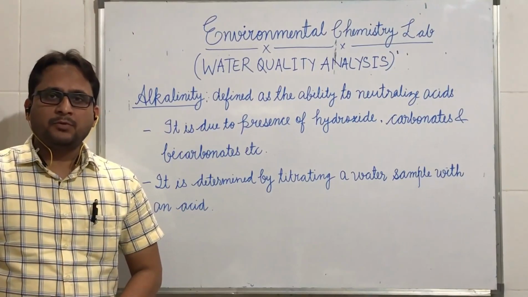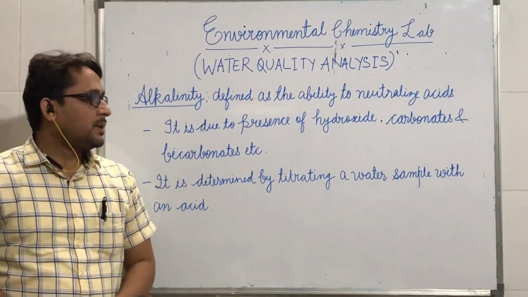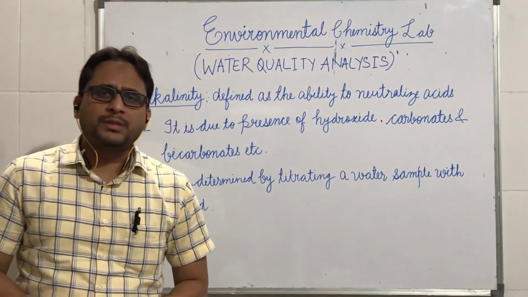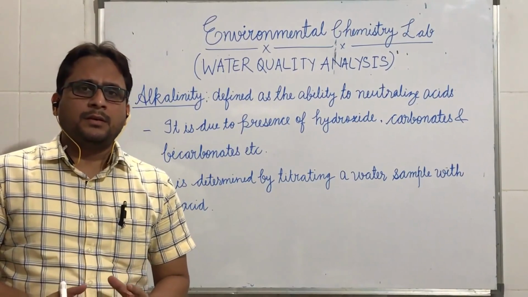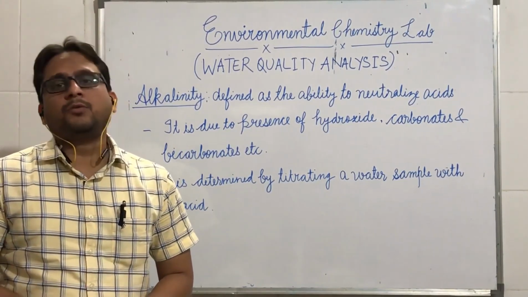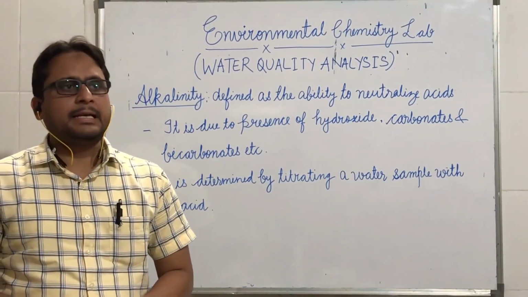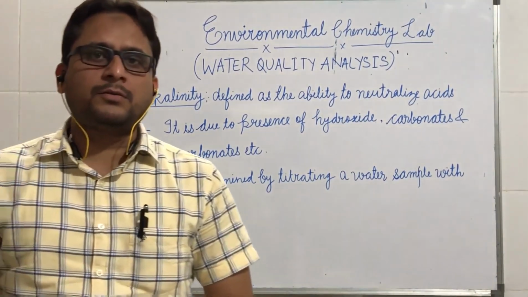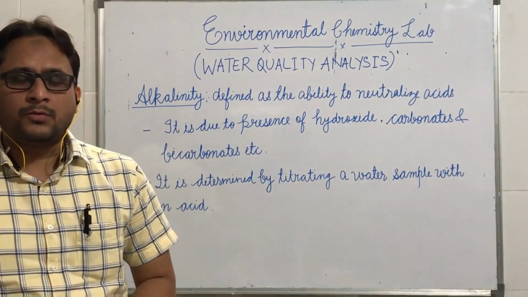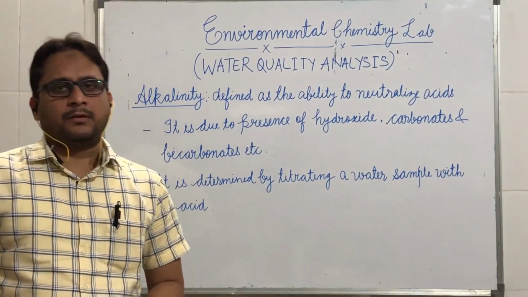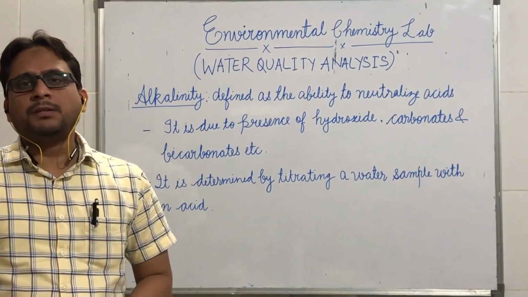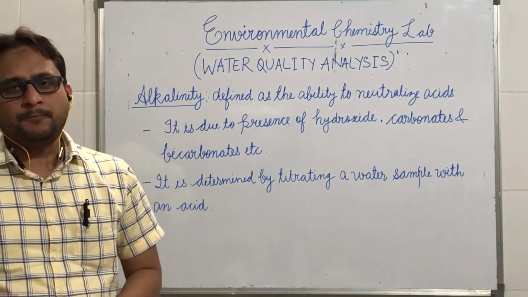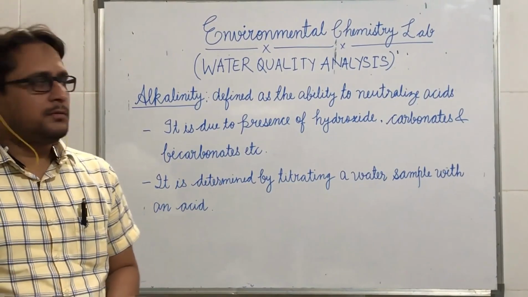Class, I welcome you all to the environmental chemistry practical class. In environmental chemistry practical class, we generally study various testing methods for water quality parameters like acidity, alkalinity, presence of chloride ions, dissolved oxygen, total dissolved solids, total solids, etc. Among these experiments, I am starting here with the test for alkalinity in a given water sample.